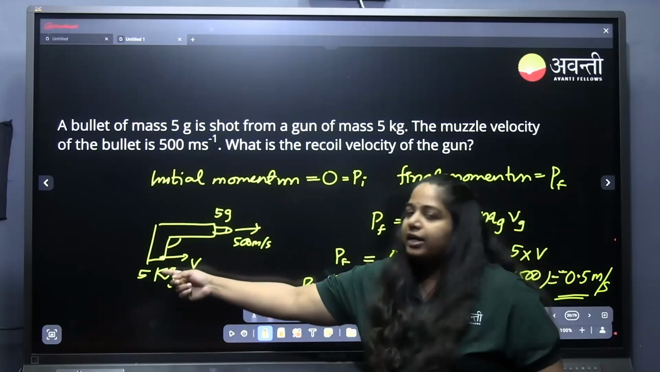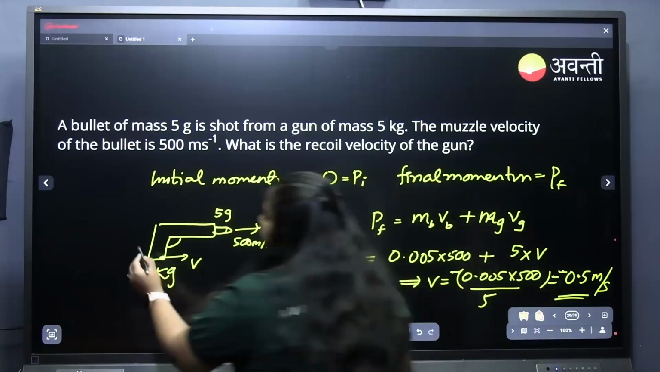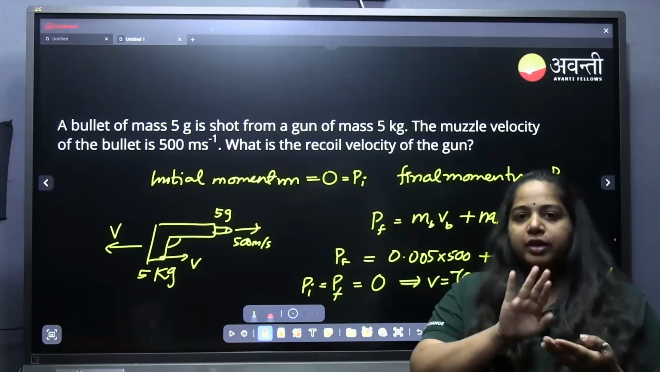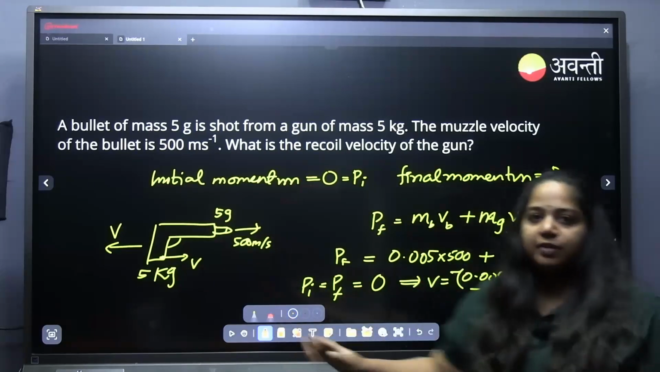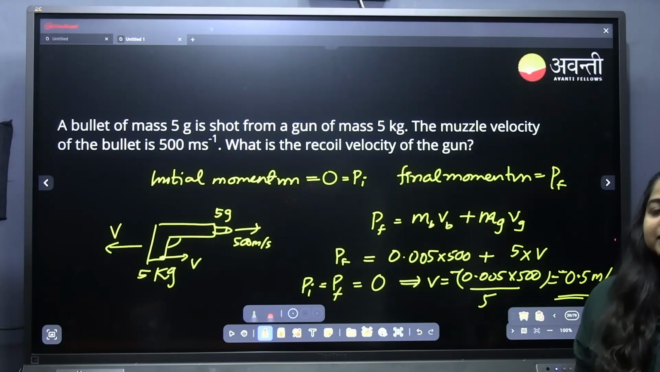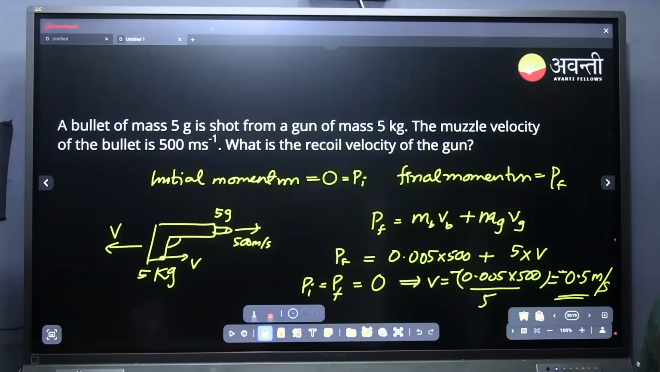We assumed the direction of V in this direction. The negative sign means the direction of V is opposite. So when the bullet is moving forward, the gun will move backward with 0.5 meter per second velocity. Okay, that is called the recoil of the gun. I hope you understood the concept, conservation of momentum.